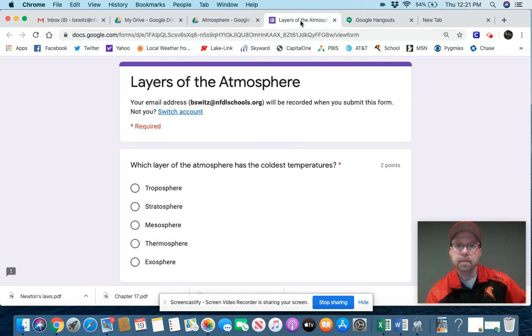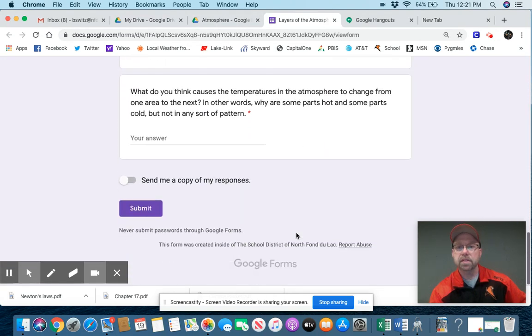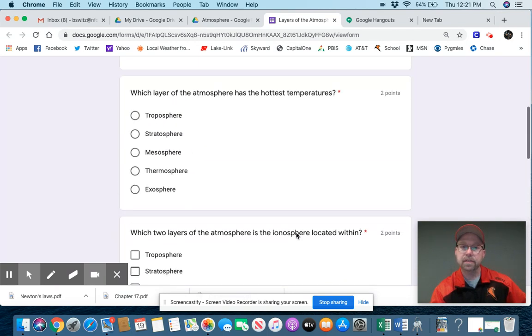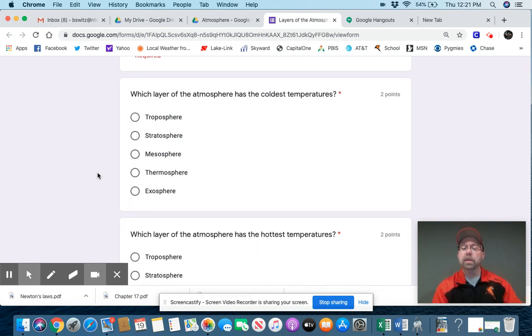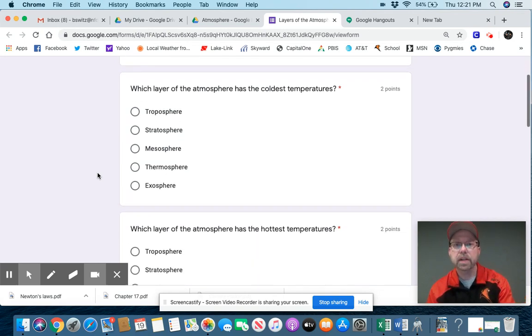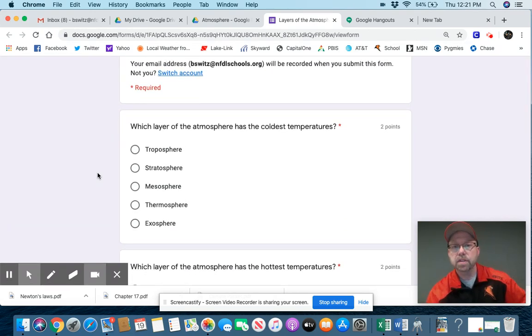First of all, here was the little quiz that you were supposed to answer and have turned in before today. So if you haven't done this yet, make sure that you do it. But when we look at the quiz, there were several questions that students had. For instance, the first question: which layer has the coldest temperatures?